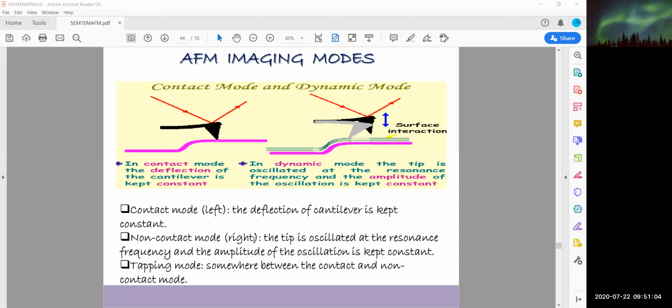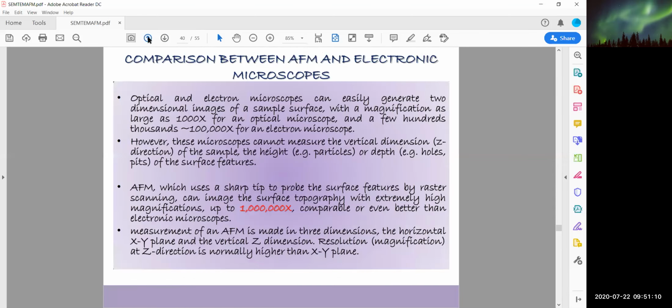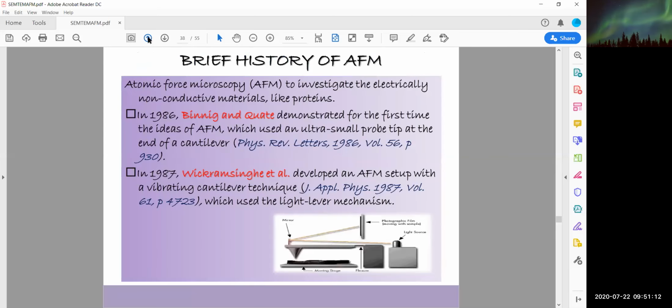Okay, next is AFM. We go to the AFM basic diagram, and then you guys understand the principle. Okay, this is the basic diagram. If you guys understand this diagram, you can easily understand the principle of AFM, atomic force microscopy.